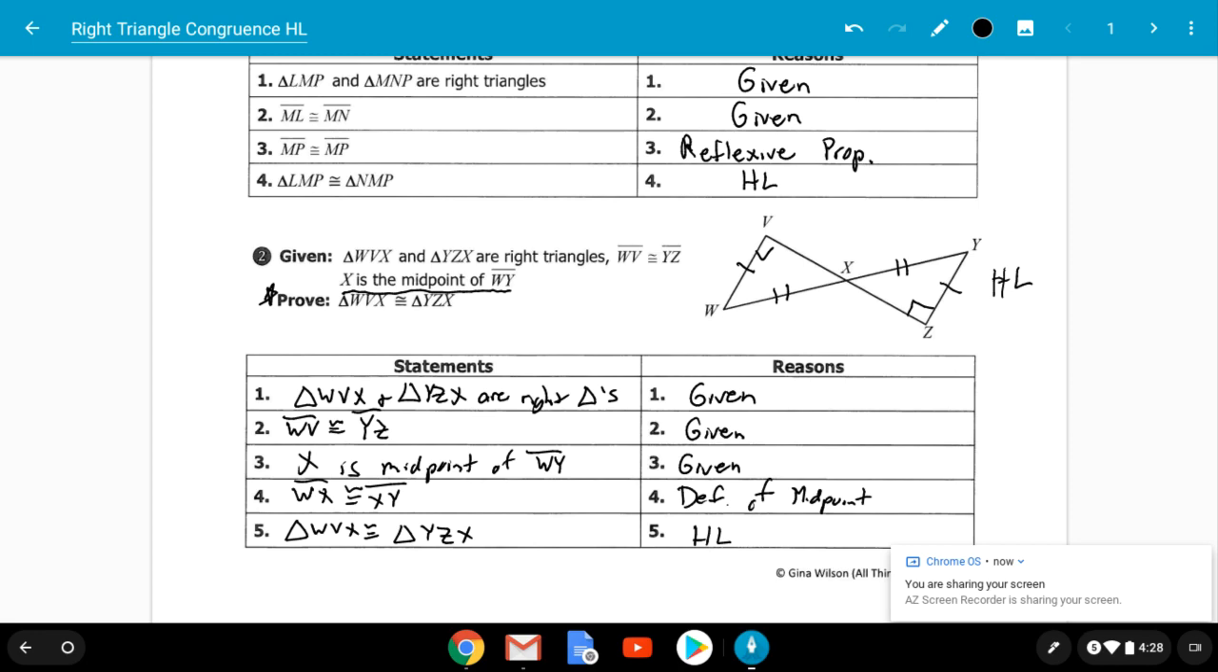Because of what we knew there, it told me x was the midpoint of WY, I could have made that statement. Right? It's sort of like an argument that you're trying to have, trying to prove to someone why I was able to do it. Alright, so that takes care of HL there, and some examples that you might see.